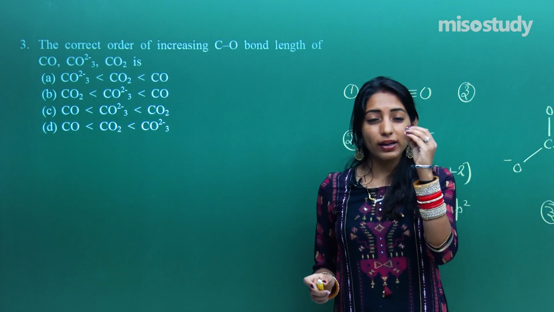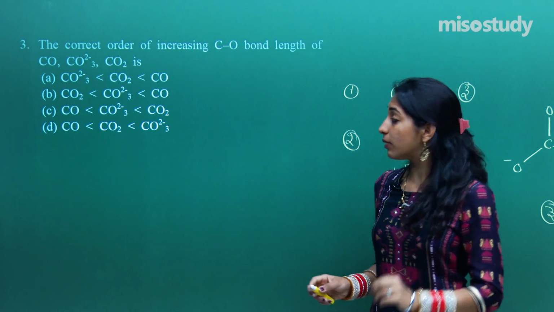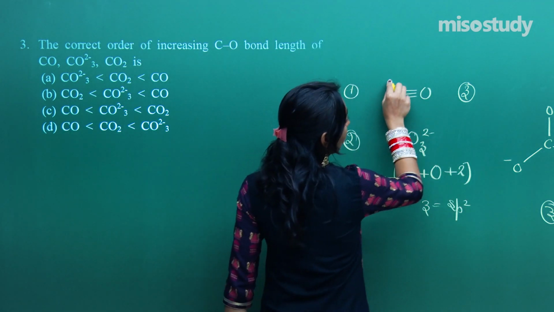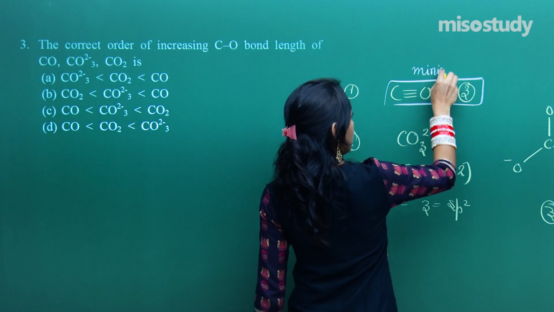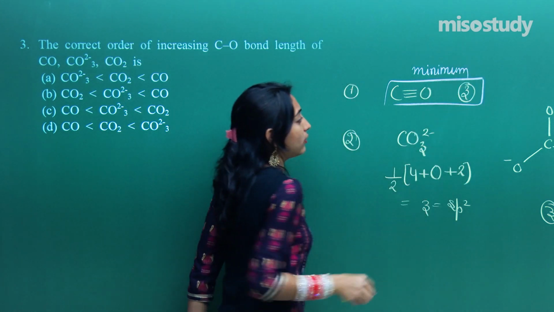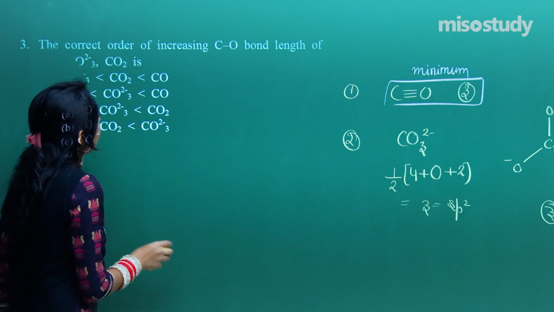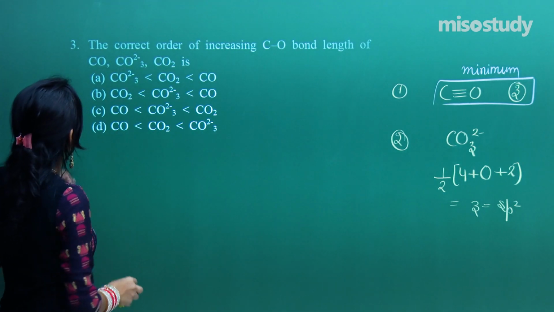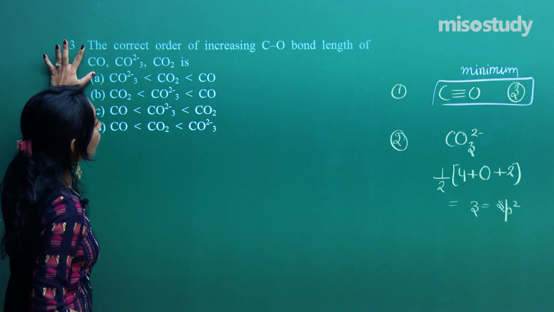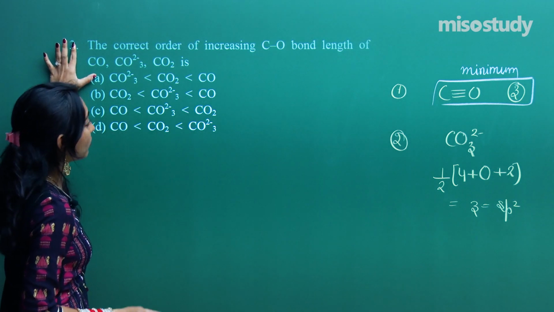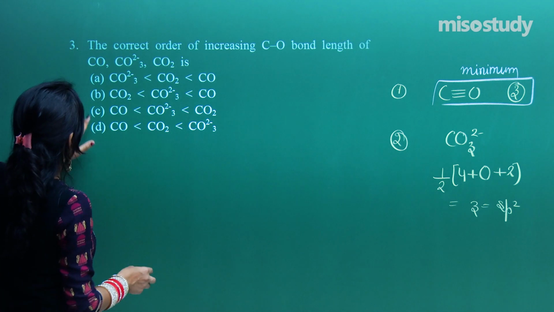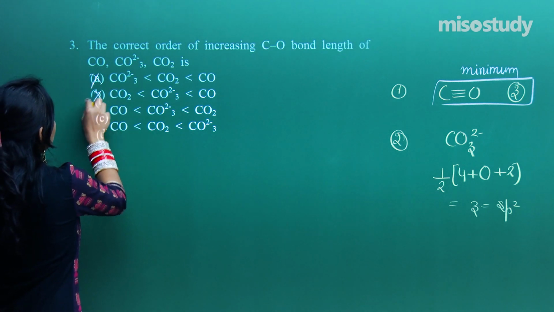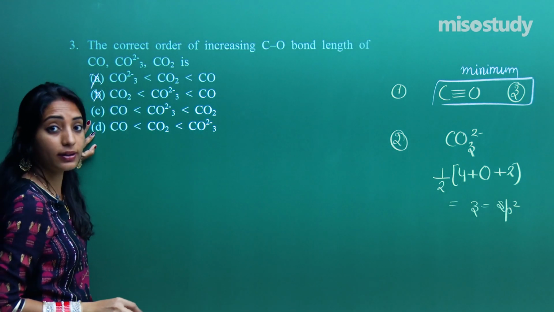If the bond order is largest, bond length will be minimum. So CO bond order is 3, length will be minimum. Let us choose the option where CO will be minimum. The correct order of increasing bond length: CO has maximum bond order, so minimum bond length. So neither this nor this, either option C or option D.